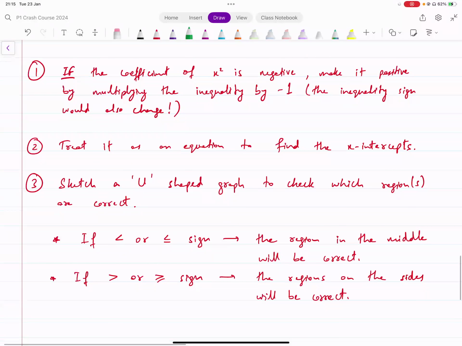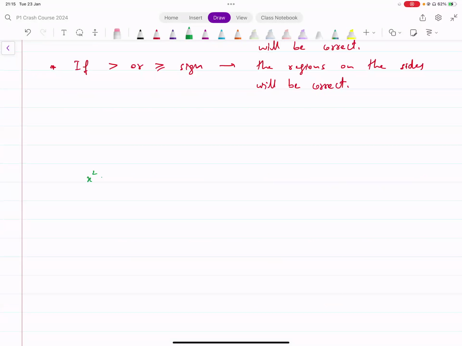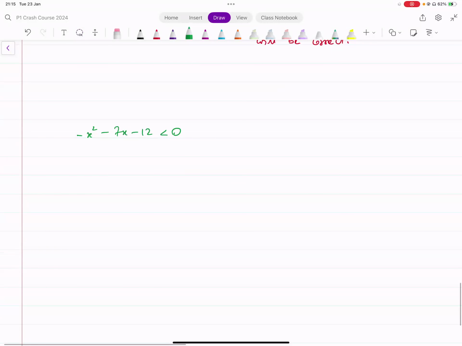So if, for instance, we had x squared plus 7x plus 12 greater than or equal to 0, this was one inequality that we saw above, right? Let me actually make it negative first of all. So let's say it was like this. What's the first step you do? You make the coefficient of x squared positive by multiplying the whole inequality by a negative sign. X squared plus 7x plus 12. Remember, this sign is also going to change. So it becomes greater than 0.